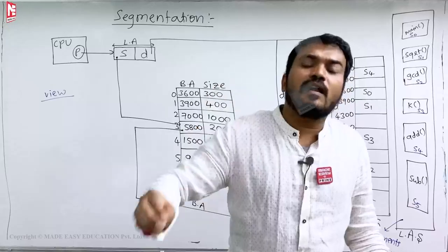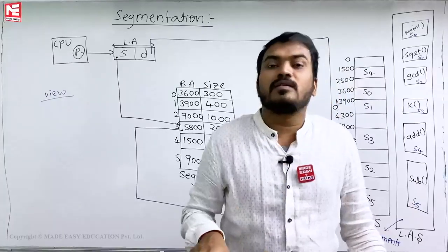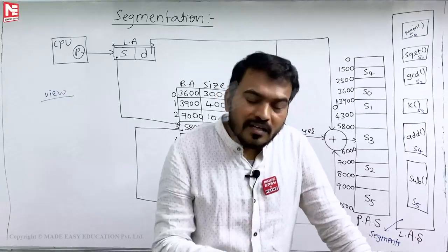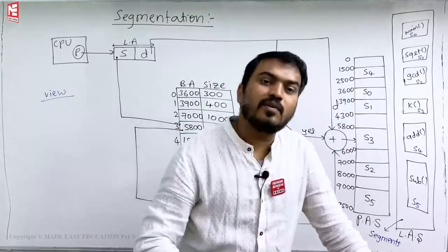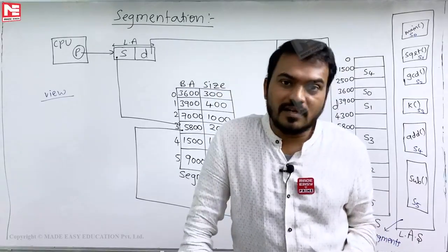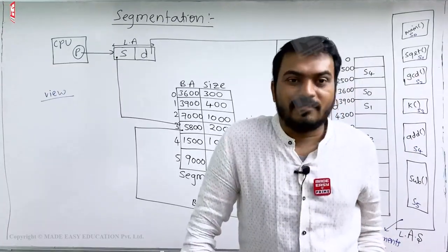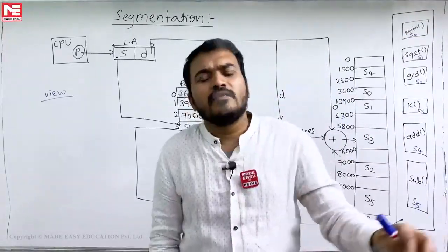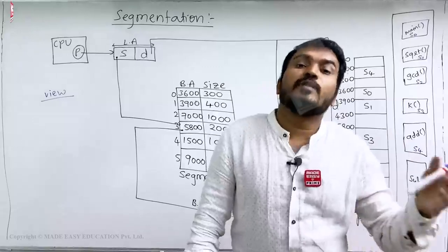Paging simply divides the program into equal size pages. It does not bother where your function is starting, where your function is ending. The page size will be already predefined in the operating system, and it simply divides the program into pages. So paging does not follow the user's view of memory allocation.